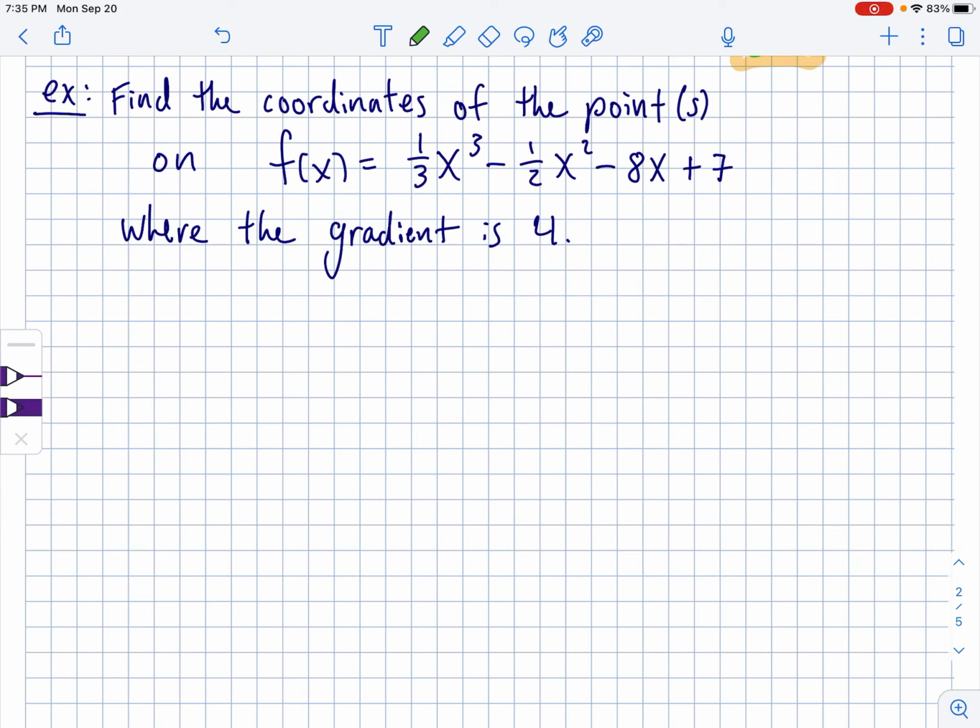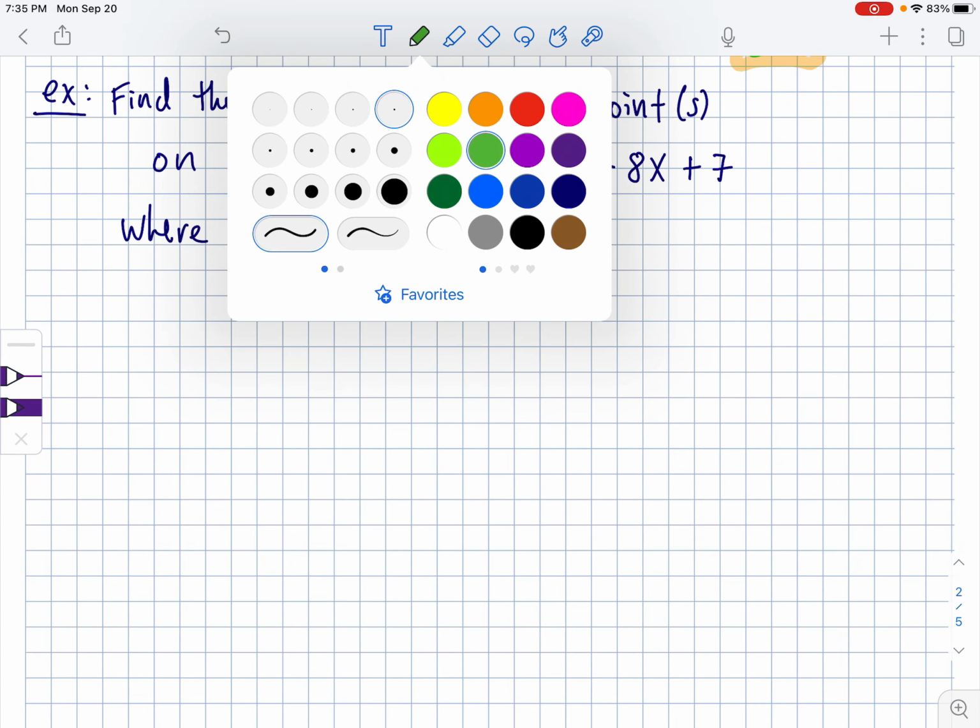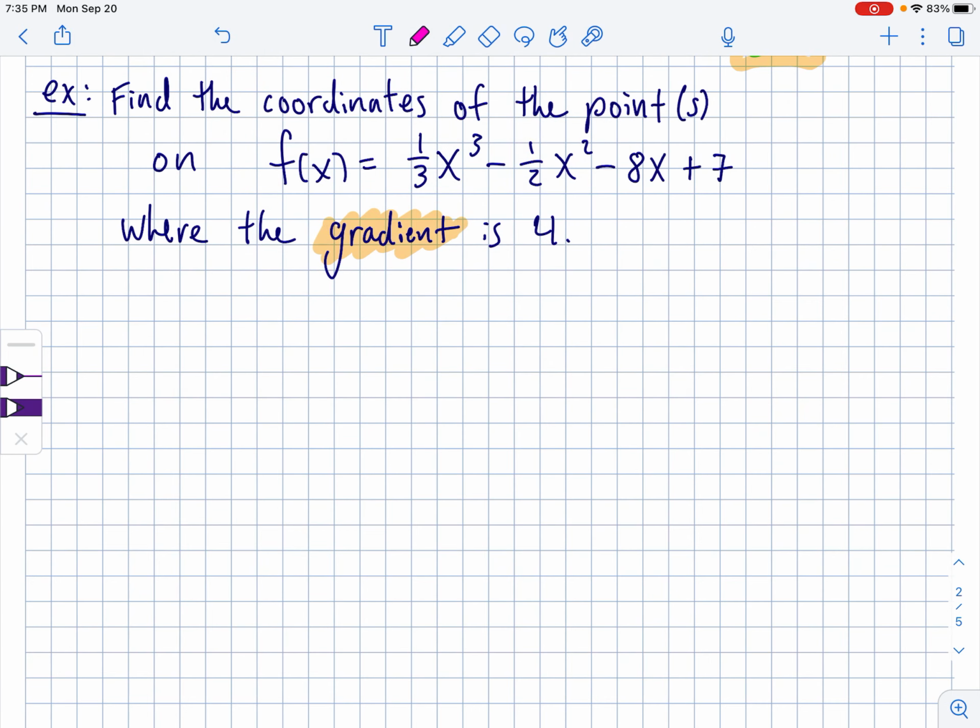Next problem. Find the coordinates of the points on that whole thing where the gradient is 4. So now we're not putting an x value in. They're telling us what the slope is. Remember, the slope is the gradient. So they're saying that the derivative is equal to 4. First step, take the derivative.